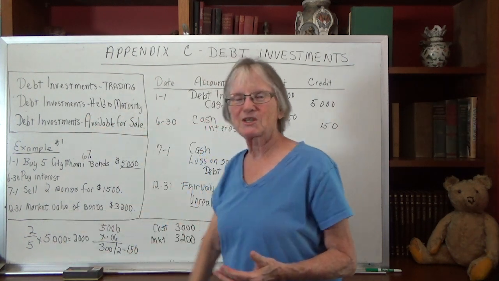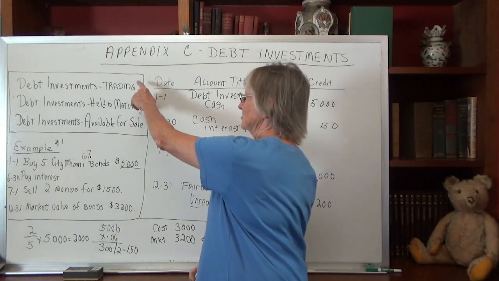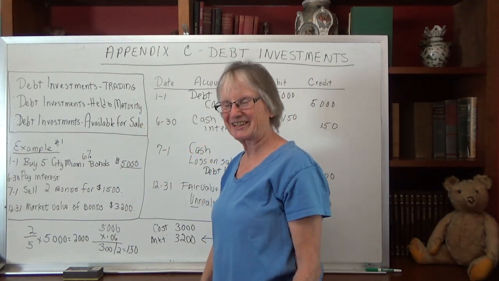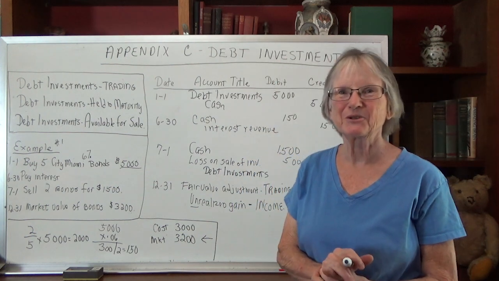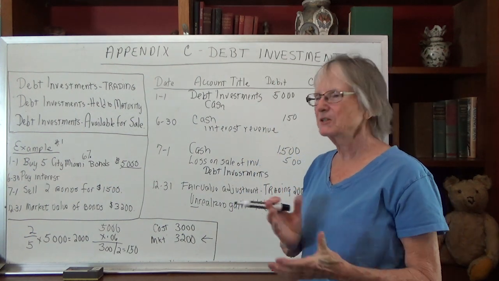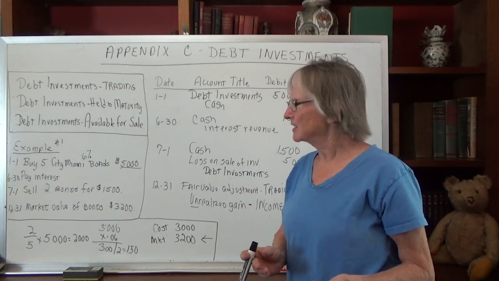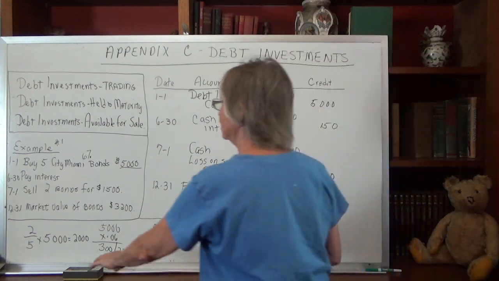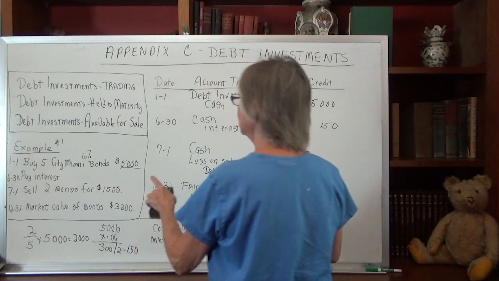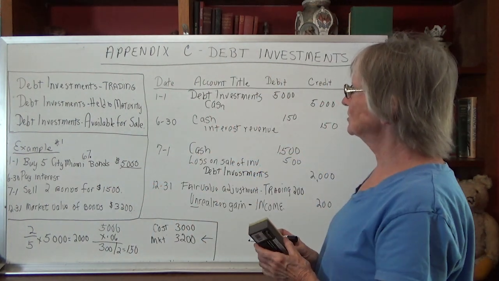And available for sale are basically anything that's not classified as one of these two. So it tends to be a big category for a lot of the companies. Available for sale, we're basically going to sell these sometime. So using the same example here, except now they would be available for sale securities.